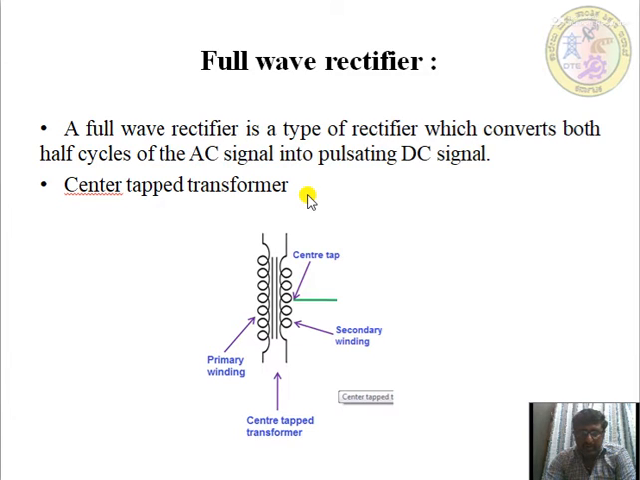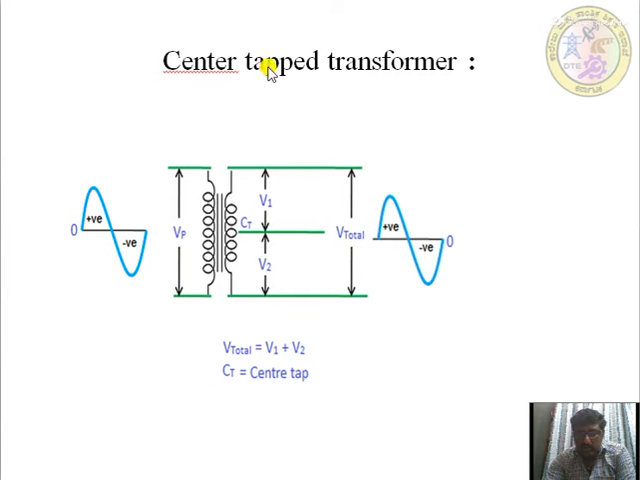Next, the full wave rectifier. Full wave rectifiers are divided into two types, center tapped and bridge rectifier. Depending upon the transformer, it is represented as a center tapped transformer. First we will discuss the center tapped transformer. It has a primary winding and a secondary winding, and the secondary is divided into two voltages, V1 and V2, with the tap in between. The full wave rectifier uses two diodes. This is the information about the center tap transformer.